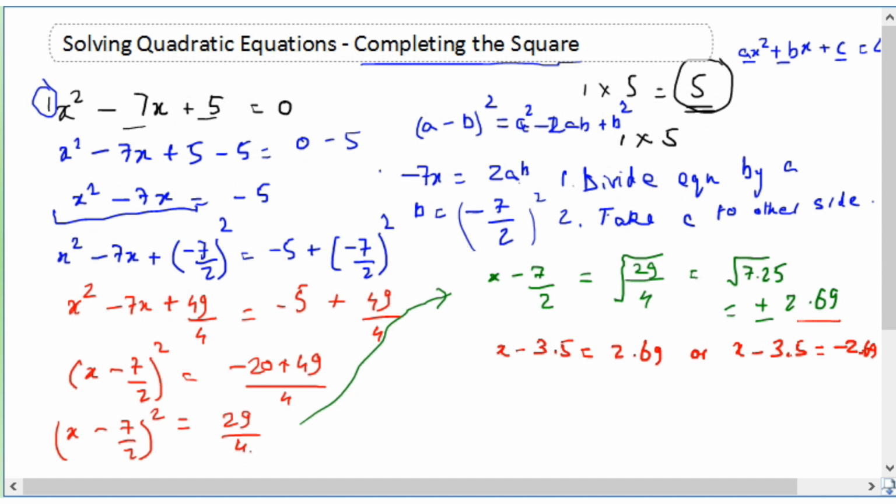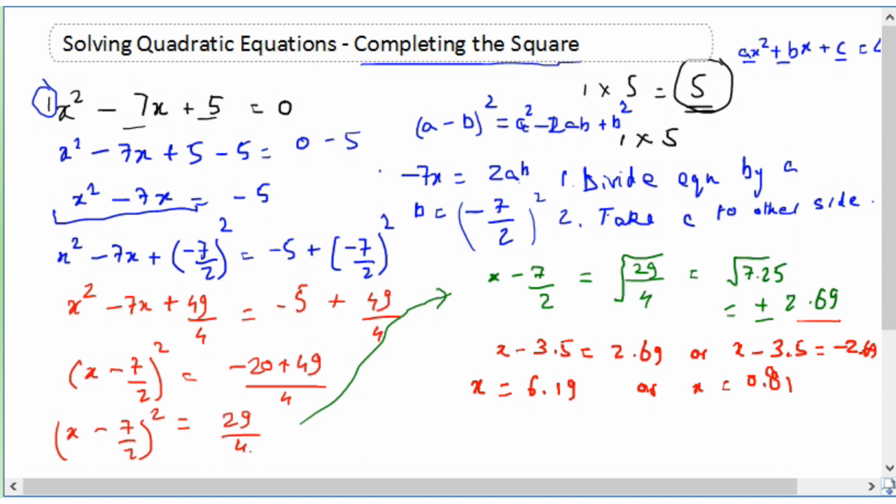Now adding 3.5 to both sides of the equation, we get x is equal to 2.69 plus 3.5, which will give us 6.19. Or we can say that x has another value, which is again by adding 3.5 to both sides of the equation, and in this case it is going to be 0.81. So these are the two values of x for which this equation should hold true.